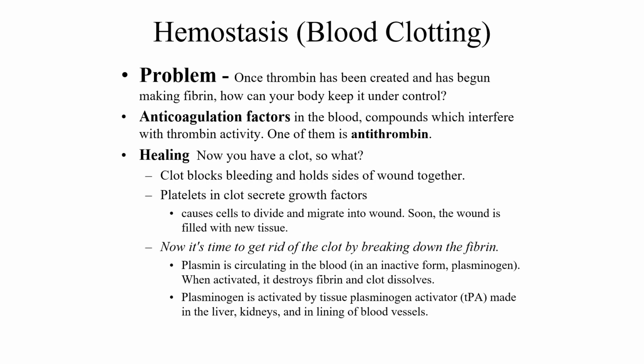Now it's going to be time to get rid of the clot by breaking down fibrin. Plasma is a protein that is circulating in the blood, and in its active form, we call it plasminogen. And so when it's activated, it destroys the fibrin and then the clot dissolves. Now, plasminogen is going to be activated by a tissue plasminogen activator, TPA, and this activator is made in the liver, the kidneys, and in the lining of the blood vessels.